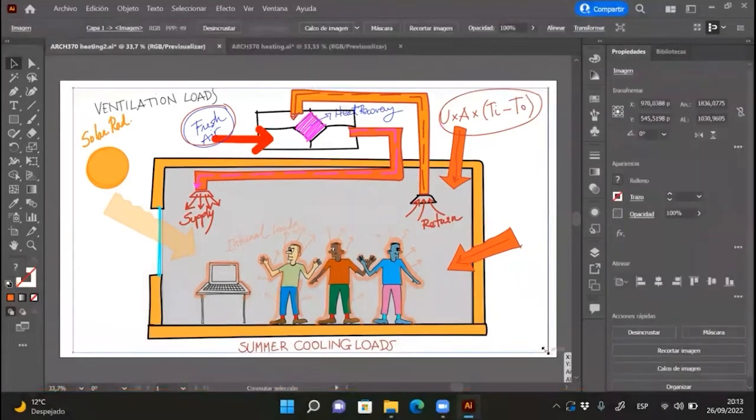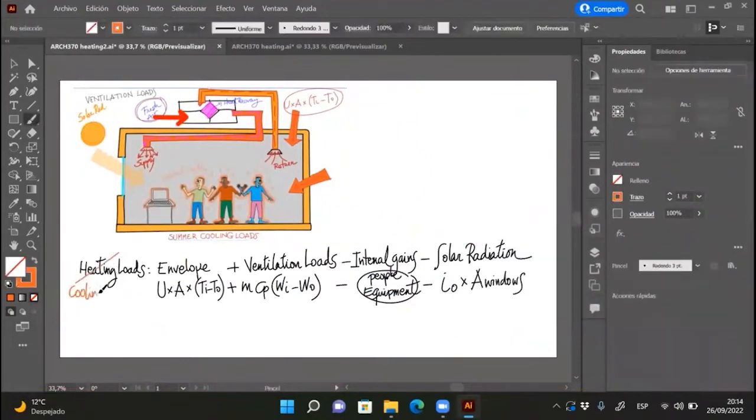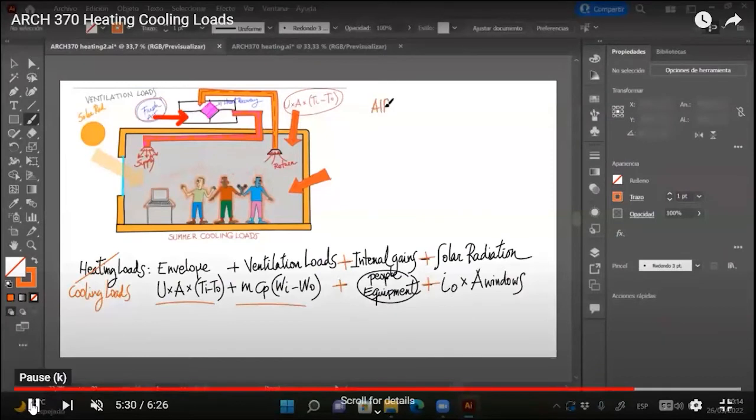Because if we look at the numbers, in winter we can have a balance between heat losses and heat gains, but in summer, when we have the cooling loads, everything is positive. So I have to add up everything. In summer, it's impossible to have a balance between energy gains and energy losses. So we have to add everything up: the thermal gains in the envelope, the ventilation loads to the air handling unit, the internal gains, the people and the equipment, and the solar radiation that enters here.